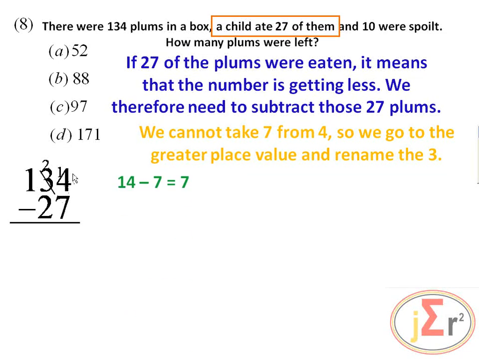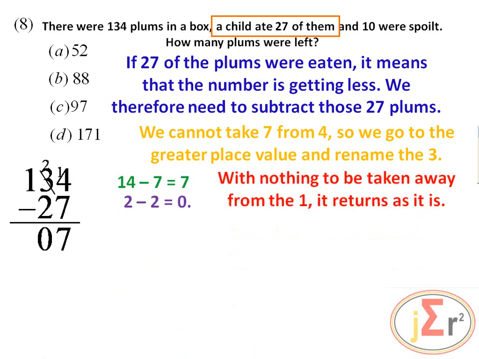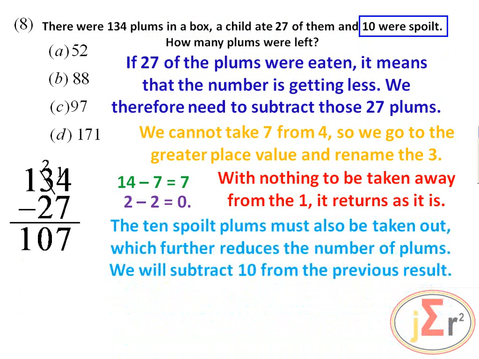So 14 minus 7 is equal to 7. And 2 minus 2 is equal to 0. With nothing to be taken away from 1, it returns as it is. So 27 of the plums were eaten. 10 were spoiled, according to Jerry. The 10 spoiled plums must also be taken out, which further reduces the number of plums. We will subtract 10 from the previous result.